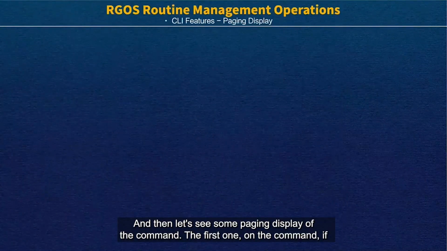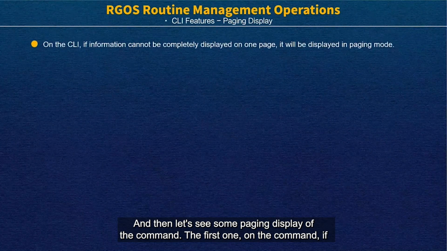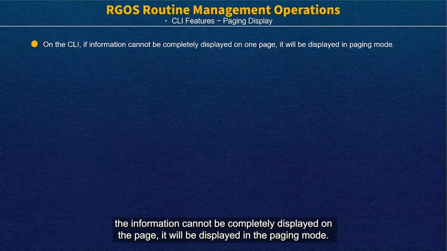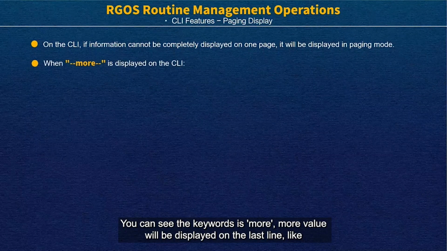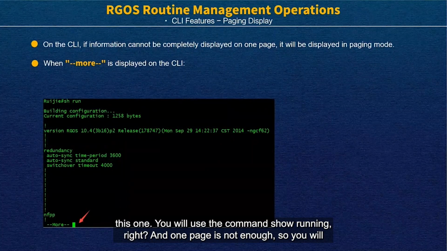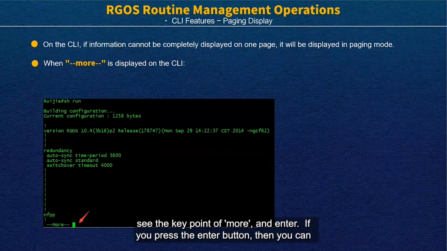And then let's see some paging display of the command. The first one: if the information cannot be completely displayed on the page, it will be displayed in the paging mode. You can see the keyword is "more". The more value will be displayed on the last line, like this one. You will use the command show running, right? And one page is not enough, so you will see the keyword "more" and press enter.